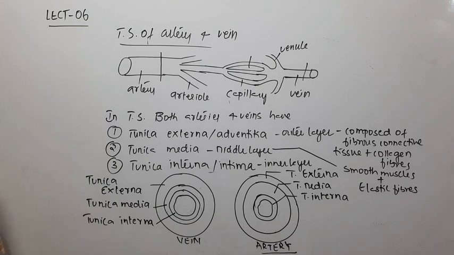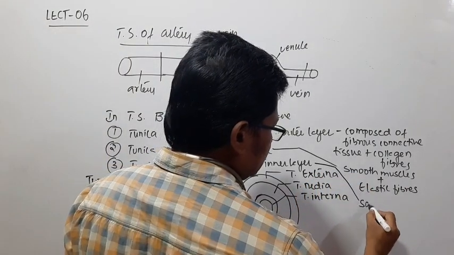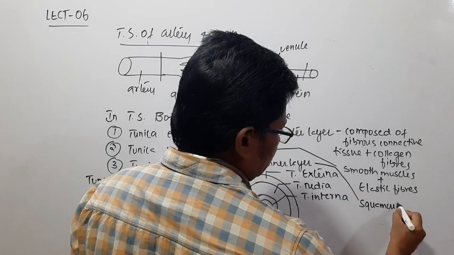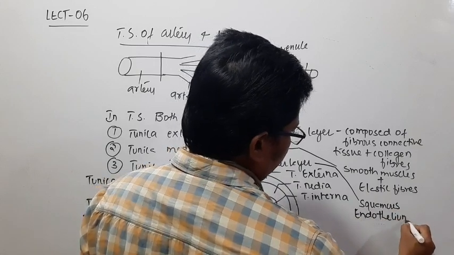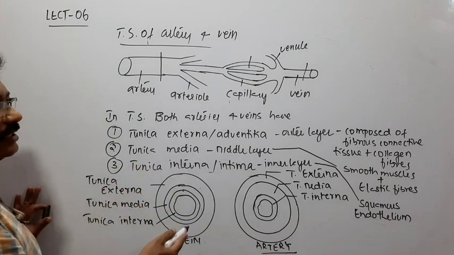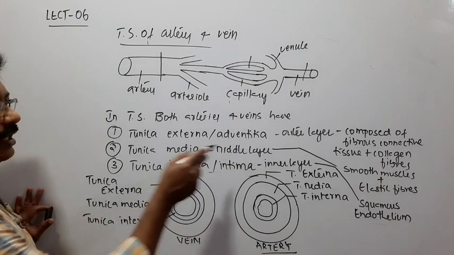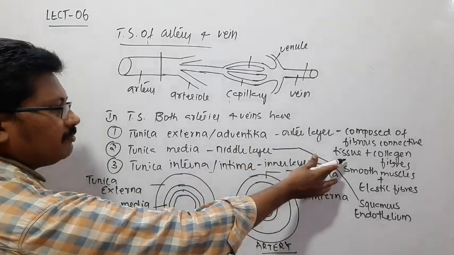And coming to the tunica interna or intima, this consists of a squamous endothelium layer. So this is what each layer is composed of. The tunica externa is composed of fibrous connective tissue plus collagen fibers.